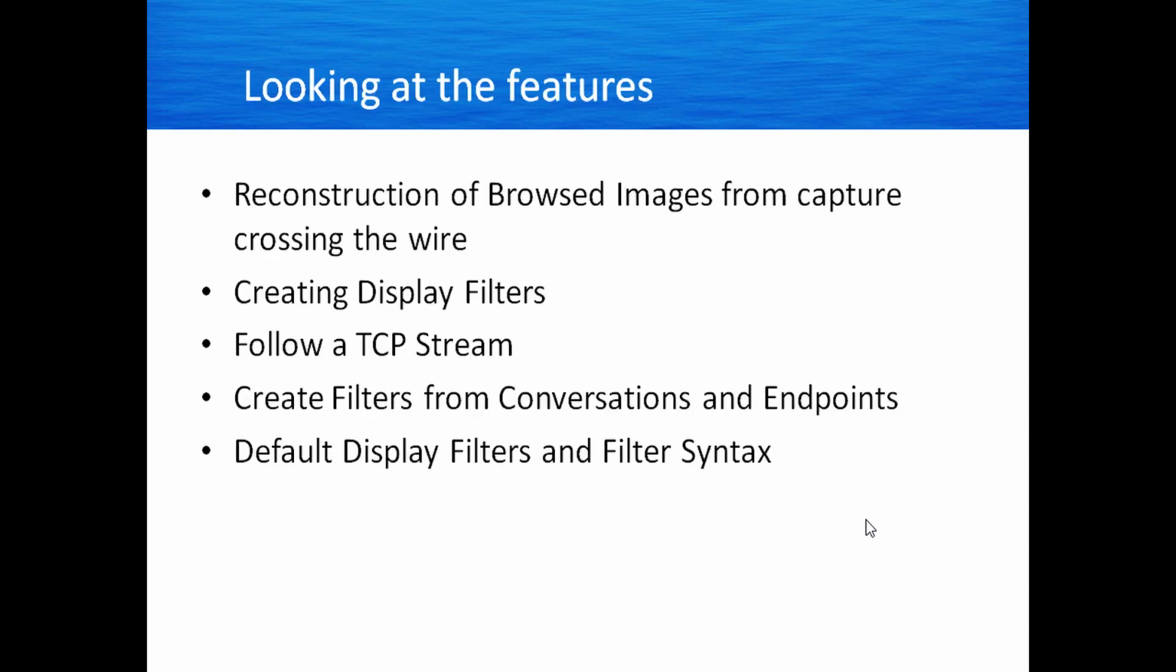The next line says that looking at various features, we have a number of features with Wireshark. Some of them are mentioned here. Reconstruction of the browsed image: whatever images are crossing the wire, we can reconstruct them. We can create display filters, and follow TCP stream will tell you the stream of communication between a client and a server. Create filters from conversation and endpoints. Out of so many conversations, we can pull out a single conversation in Wireshark, which is a very handy feature to understand communication between two systems or a system and a server.